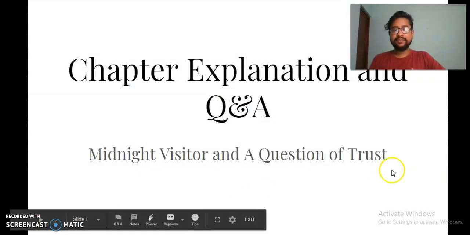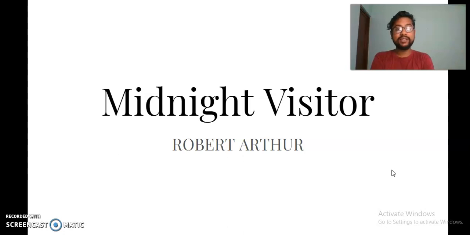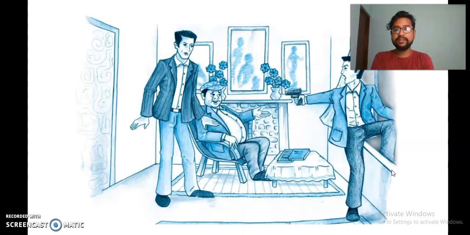So the chapters that we have are Midnight Visitor and A Question of Trust. The first one is The Midnight Visitor, written by Robert Arthur. This is a scene from that story.